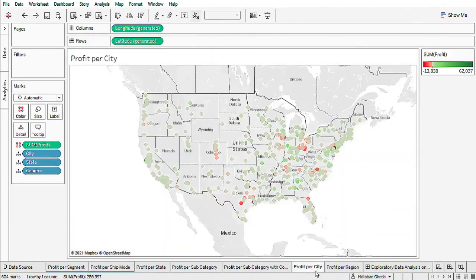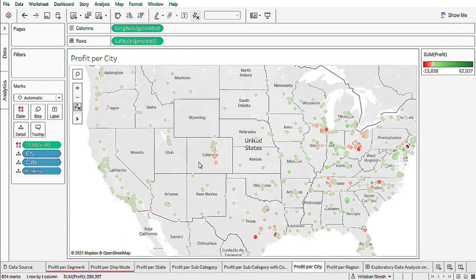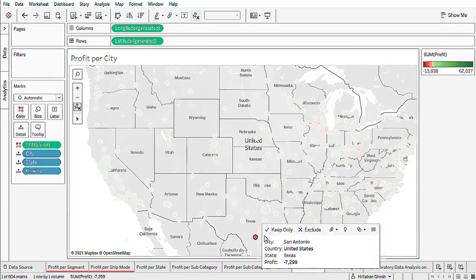Profit per city. The profit per city view is nearly the same as the profit per state view, but instead of highlighting the states, we have highlighted the cities. Here we can see that there are a number of superstores contributing to New York and California, which are all green, whereas Texas, Colorado, Pennsylvania, I hope I'm pronouncing that right, they have a number of superstores which are red and thus are incurring losses.